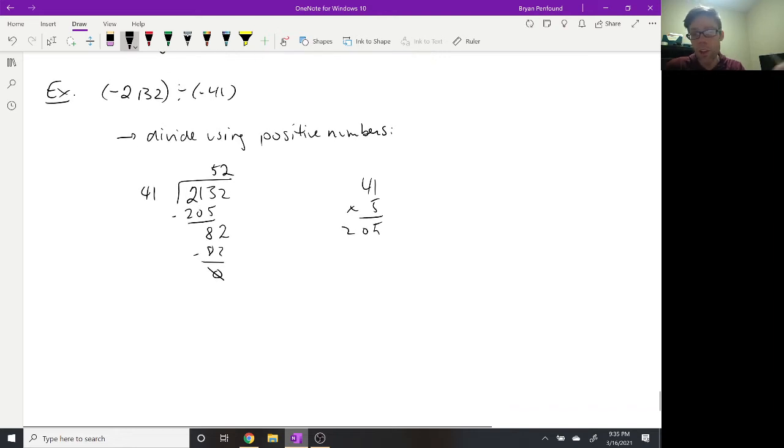Now, some students are going to want to stop here. You just have to be mindful to go back and double check your starting numbers. So since our 2 starting numbers both had negative signs, our final answer should be positive.